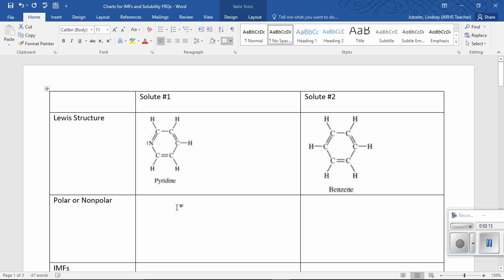All right, so the first thing that we want to look at is the polarity. Based on this Lewis structure, pyridine is polar. It is an asymmetrical molecule, so bond dipoles do not cancel. And we can see that right here, right where the carbon has been substituted with nitrogen. That's going to cause the asymmetry. Whereas benzene is non-polar, so there is molecular symmetry.